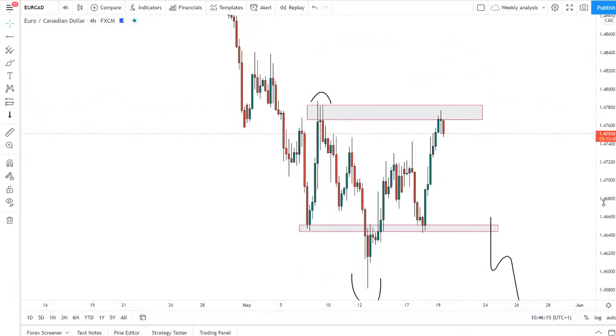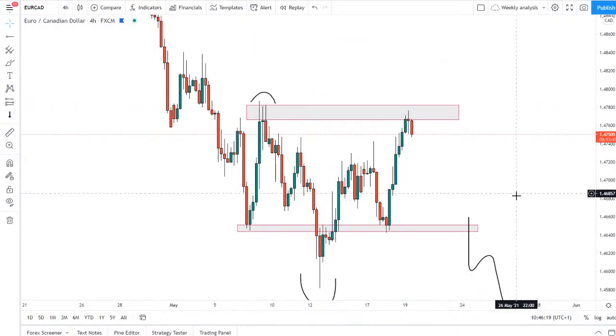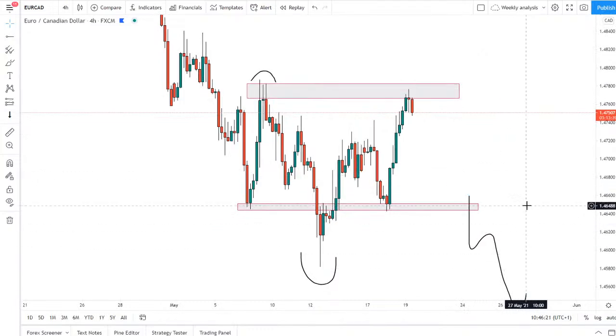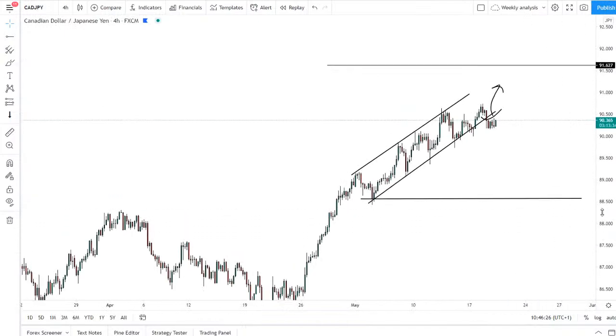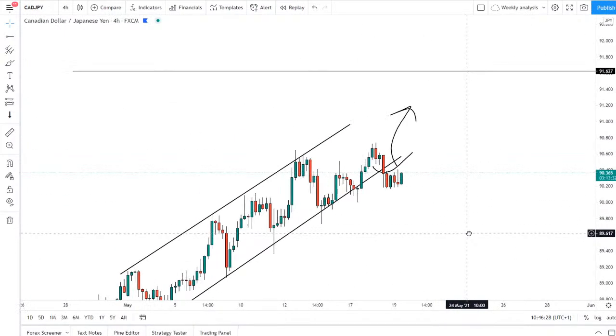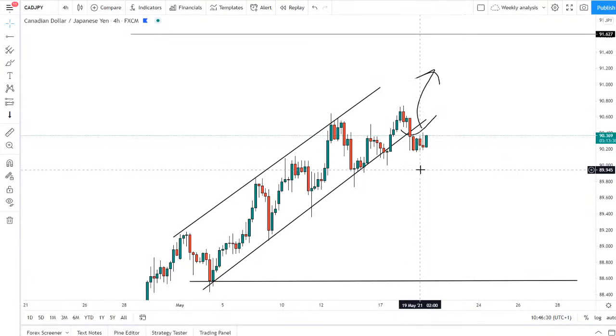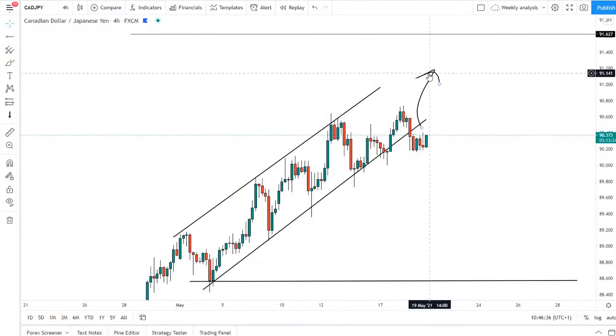So it's having a hard time trying to break through that area. So I'm probably going to expect to see Eurocad take a push to the downside there. Looking at CAD JPY, we had this channel here in the market. Again, I did say long-term CAD JPY is still pushing to the upside. But if we do have a break of this trend line, we might be seeing a push to the downside.